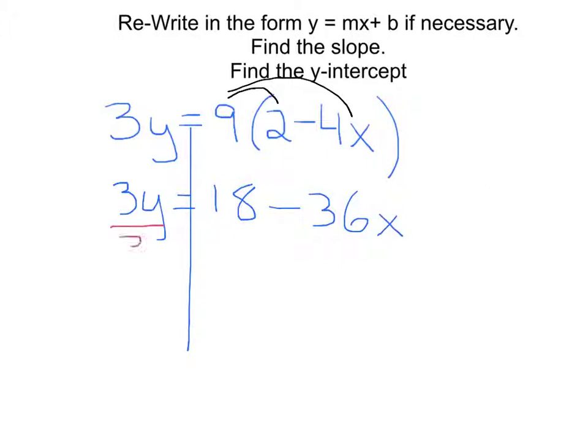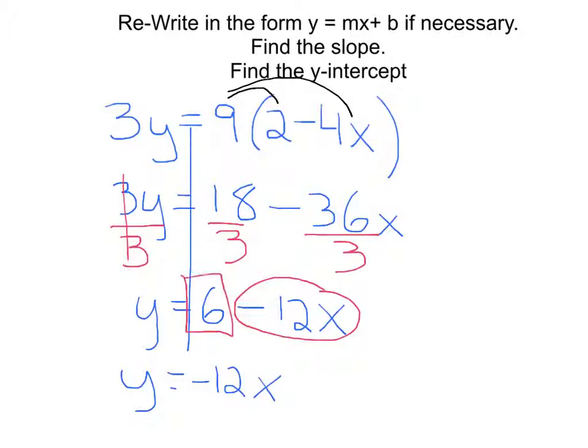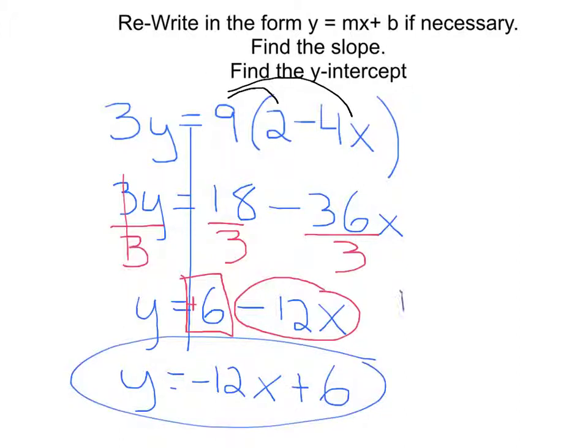And now to get y by itself, I need to divide by 3, which means divide all numbers by 3. So y equals 18 divided by 3 is 6, minus 36 divided by 3 is 12x. Still have to do one more step, and that's to rewrite it. The slope comes first, take the sign in front. The slope is a negative 12x, and then this 6 is positive, so plus 6 at the end. And that means my slope is negative 12, and my y-intercept is a positive 6.